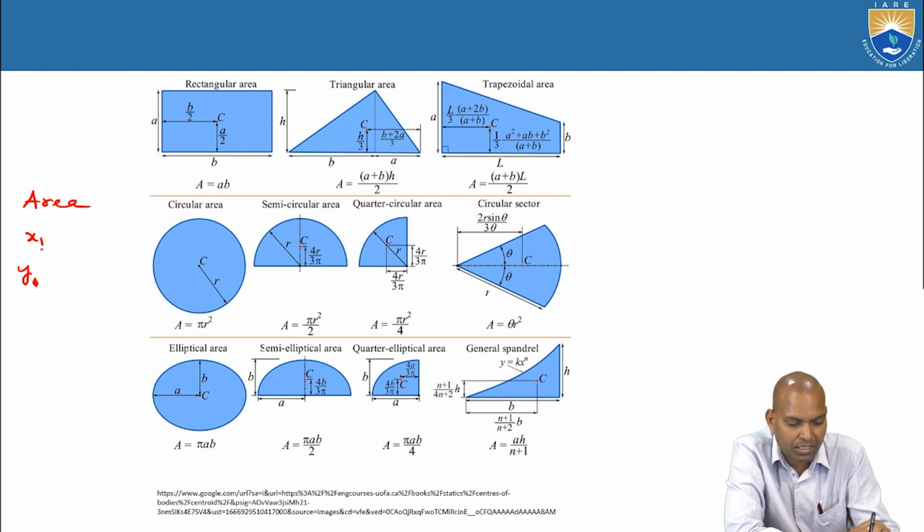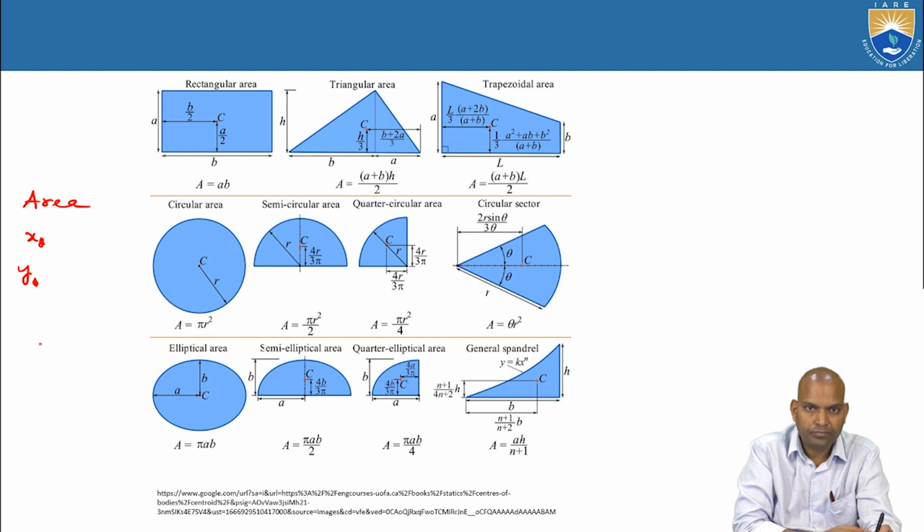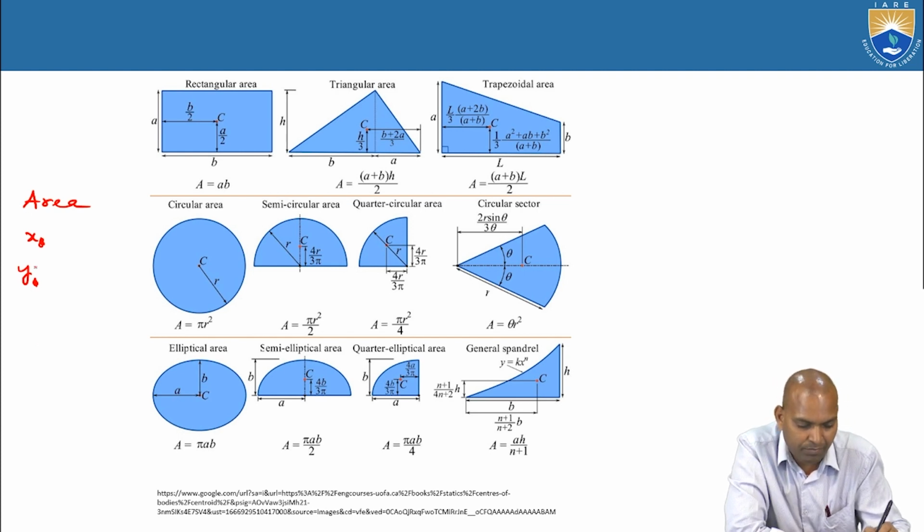What does y mean? X and y. y is the vertical distance from the reference axis. These are the three parameters required to calculate the centroid of a geometry.